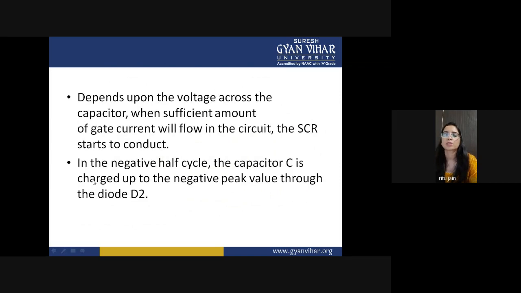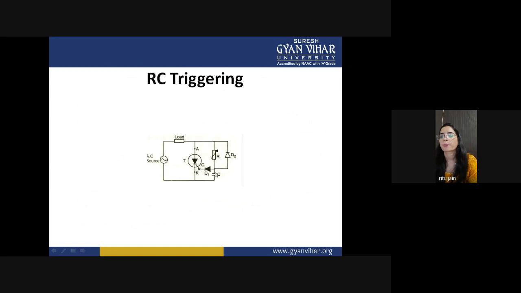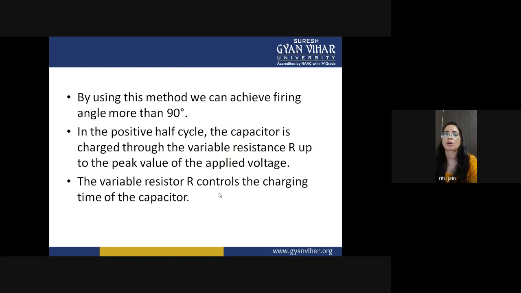So in the negative half cycle, the capacitor C is charged up to the negative peak value through the diode D2. When we apply negative half cycle, then this terminal will be negative and this terminal will be positive. So capacitor will be charged through this diode, because this terminal will be negative and this terminal will be positive, and it will charge at a peak of your negative voltage of your supply.